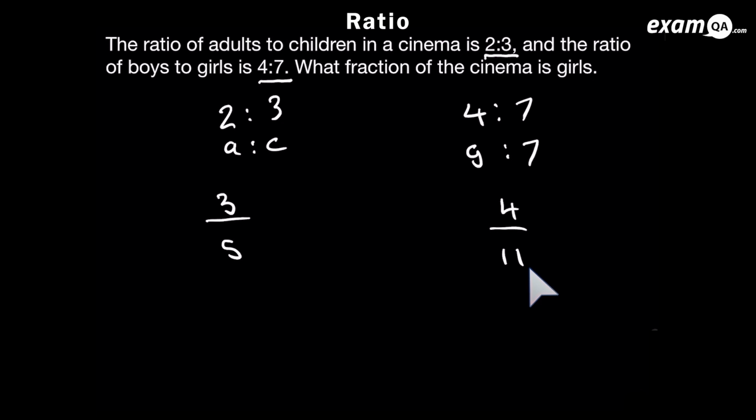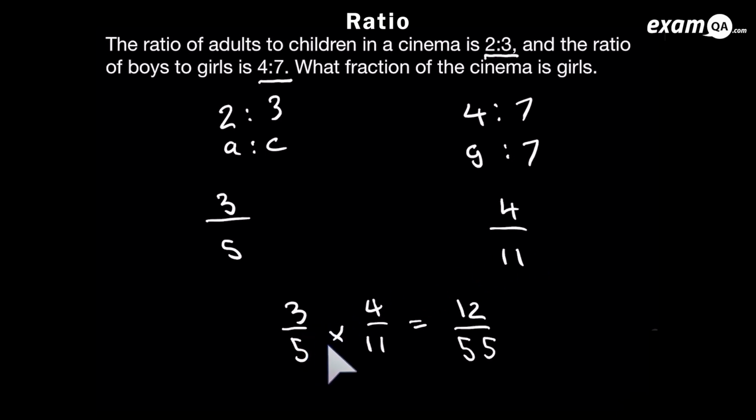Okay, now we're talking about the whole cinema. So 3/5 are children, and of those children, 4/11 are girls. So what you're going to do is times here. So times the 2 fractions together, and you get 12 over 55.